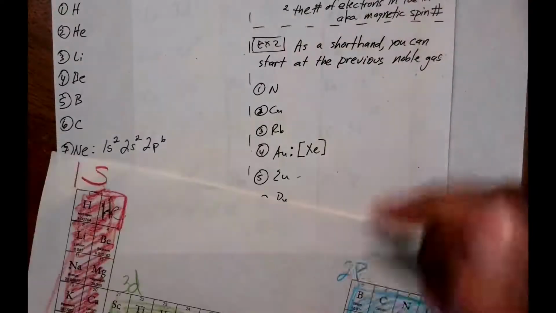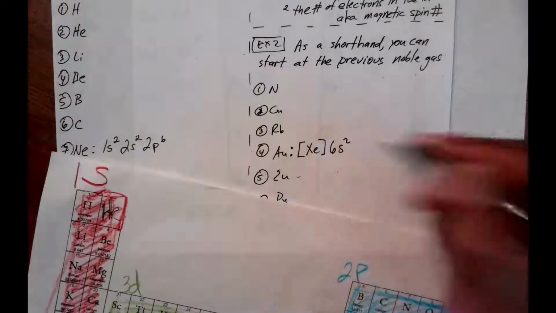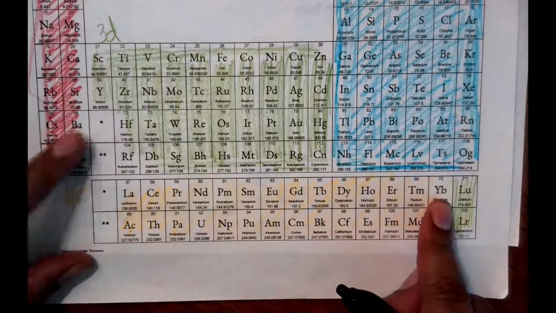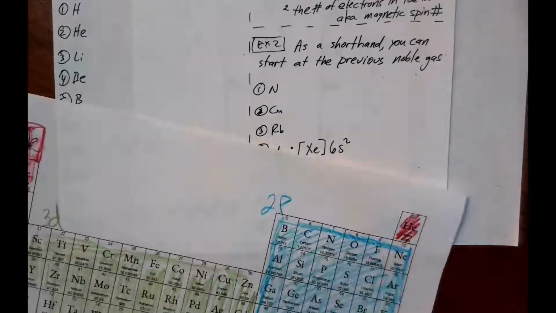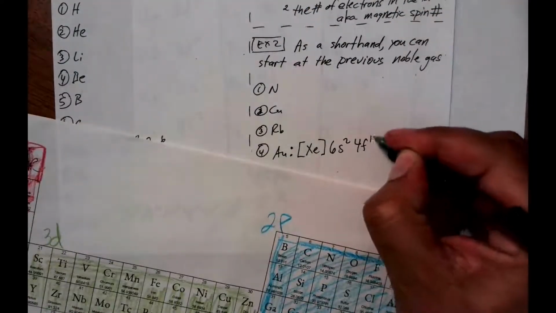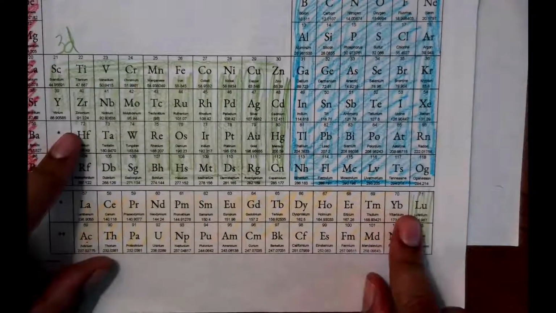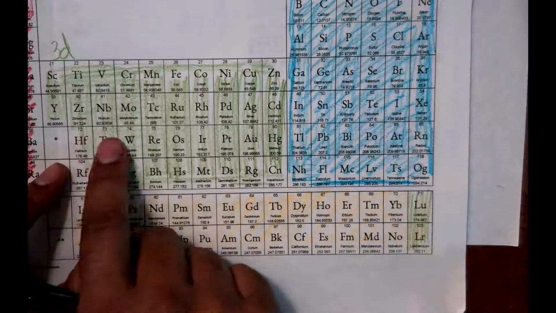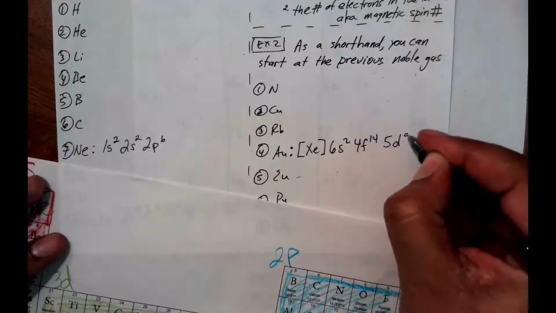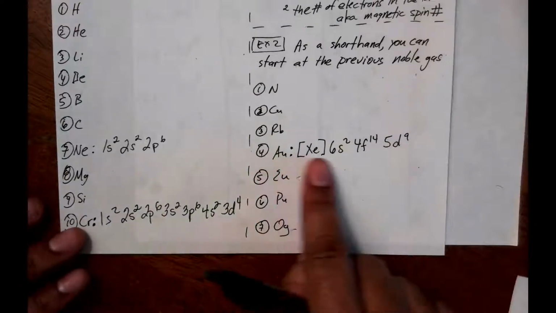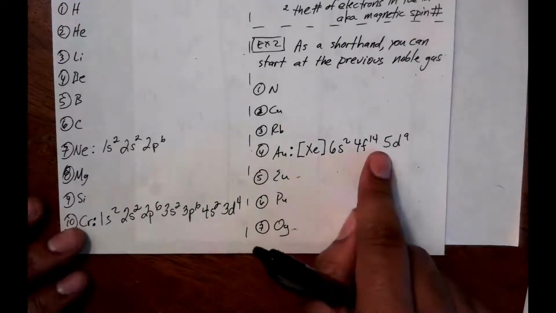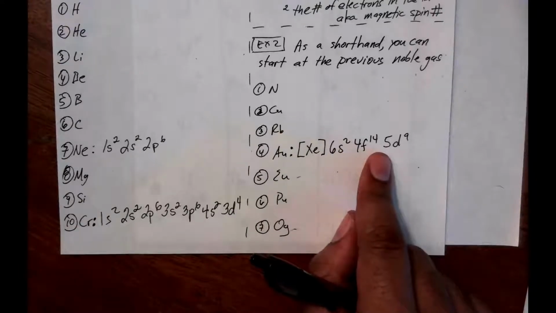That's 6s2. I would have to drop down and account for all of these f's. So that would be 4f, and all of them is 14. 4f14. Then I would come back up to this one. 3, 4, 5, 5d. 1, 2, 3, 4, 5, 6, 7, 8, 9. 5d9. So this is the shorthand version. It's very useful when you get to some of these higher, or what we may call heavier elements.